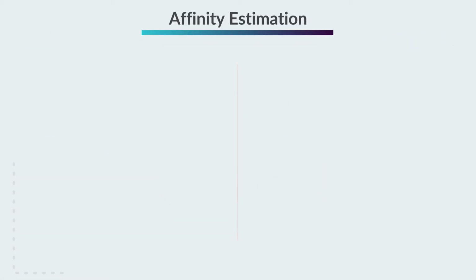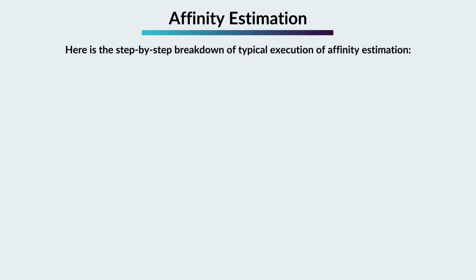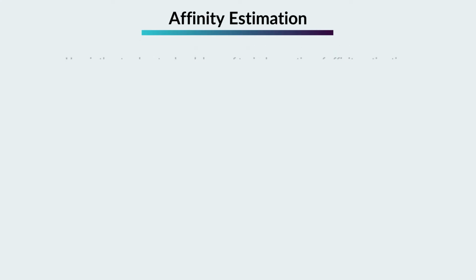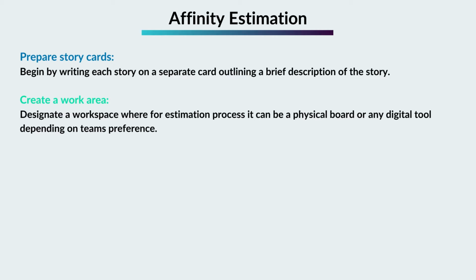Affinity estimation technique is used when there is a need to quickly and reliably estimate a large number of user stories parallelly. This method can be useful in situations where a detailed estimation of each user story is not immediately required. Here is the step-by-step breakdown of typical execution of affinity estimation. Prepare story cards. Begin by writing each story on a separate card outlining a brief description of the story. Create a work area. Designate a workspace for the estimation process; it can be a physical board or any digital tool depending on the team's preference.